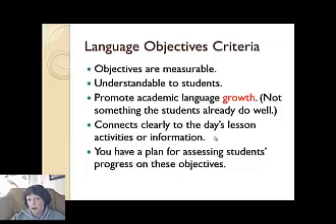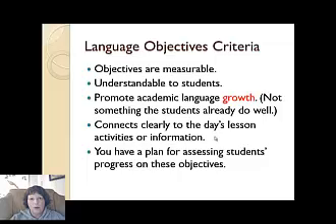So again, when you share them with the students, start with the verb and try to simplify it for them based on what you know about their language progression so far. It should promote academic language growth. Again, it shouldn't be something that they already do well, but something that they're working on or striving to do.